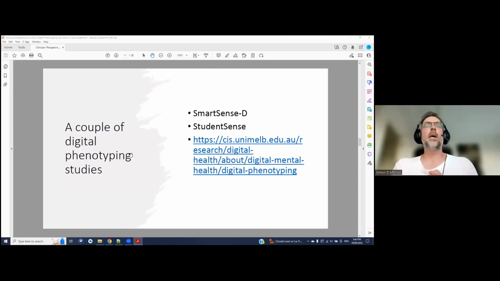Okay, so quickly, a couple of digital phenotyping studies we're actually running or have run. The two are SmartSense D and StudentSense.